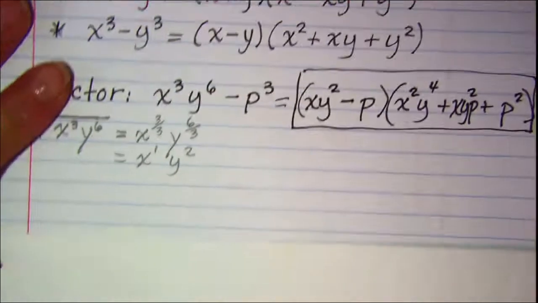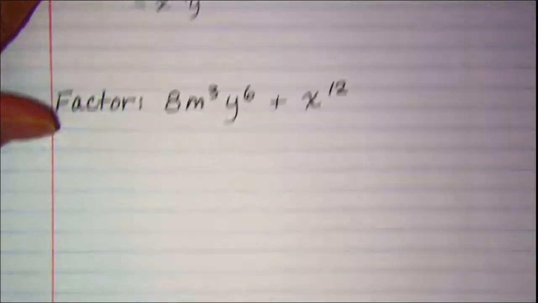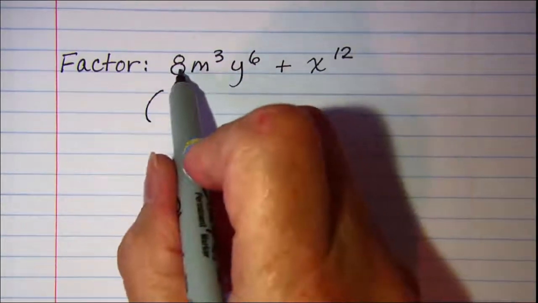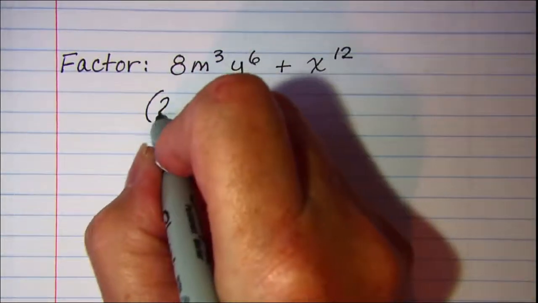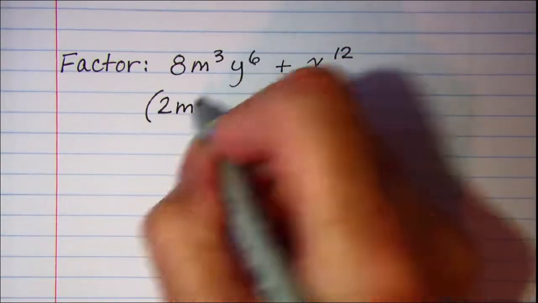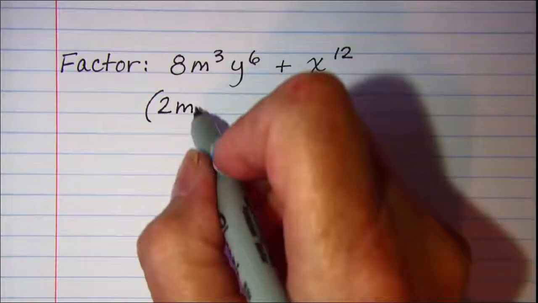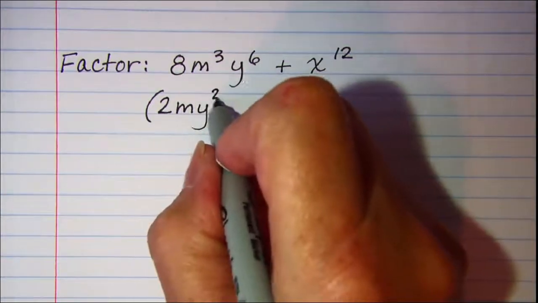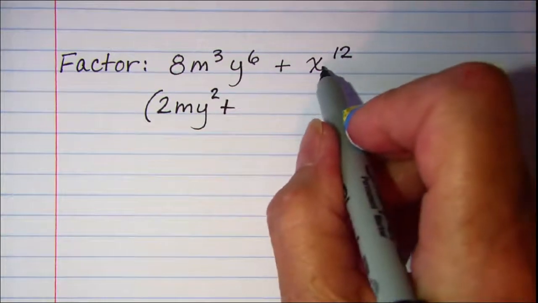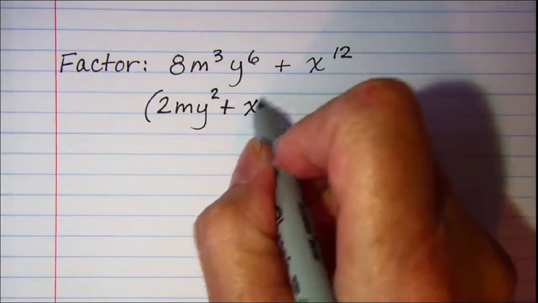Do another one. On this one, the cube root of 8 is 2. The cube root of m cubed is m. And the cube root of y to the 6th is y squared. Because this is plus, we're going to have a plus there. And then the cube root of x to the 12th is x to the 4th.